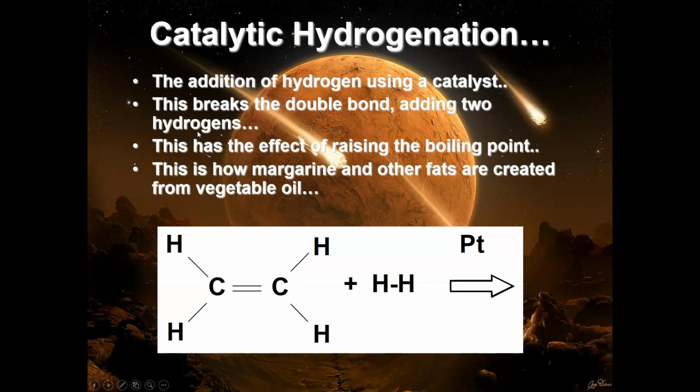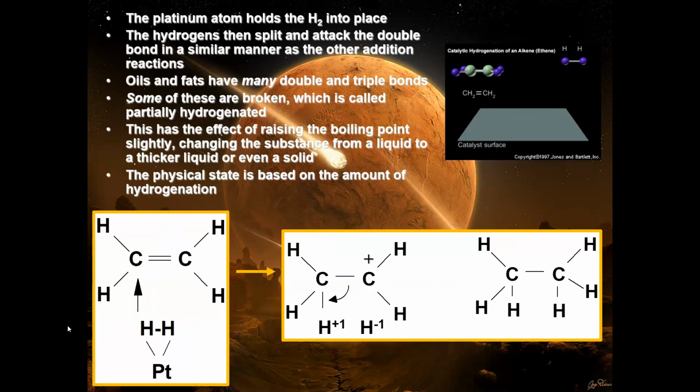Well, we could use a catalyst. We could add hydrogen using a catalyst. We can break that double bond in order to allow us to add 2 hydrogens. This also is going to be raising the boiling point. This is hydrogenation. This would be how we make margarine and other fats. We create them using a hydrogenation process. We add extra hydrogens into the system. So how do we do that? Well, that platinum atom is going to hold the hydrogen diatomic into place. The hydrogens are then going to split and it's going to attack that double bond, very similar to the other addition reactions.